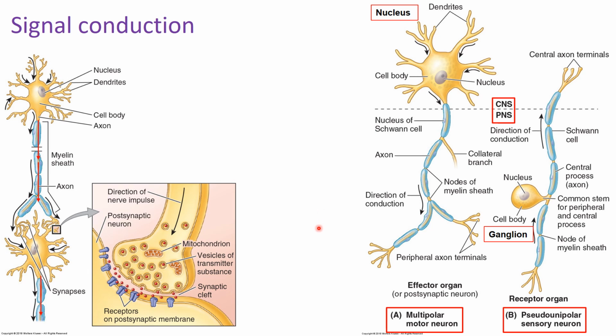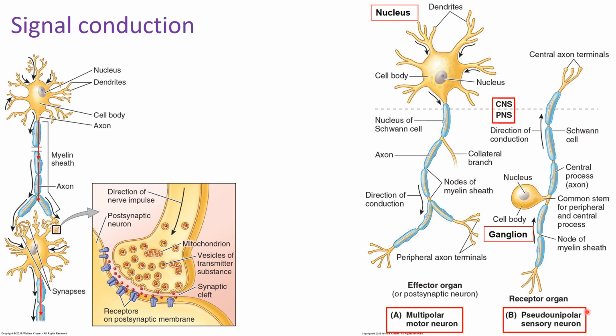Now, going over here on the right, I want to take a moment and talk about the difference between the multipolar motor neurons and the pseudo-unipolar sensory neurons. The multipolar neurons are made up of a cell body that has multiple dendrites that are receiving signals from various locations with a single axon sending an output. And these are the nerve cells that will be seen in motor nerves, or nerves that are effector in essence, meaning that they are sending signal from the central nervous system.